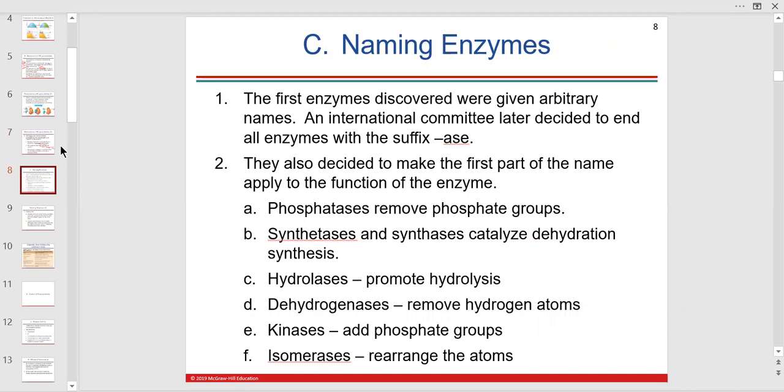If you haven't figured out that they like to use the suffix ACE, that's true, not all the time though. Like phosphatase removes phosphate groups. Of course, not just on ATP, there's other phosphate. A lot of phosphorylation happens inside your cell. Synthase, we know, like ATP synthase. Hydrolase, which helps in hydrolysis reactions. Dehydrogenase, I like saying it, dehydrogenase removes hydrogen atoms. Like they try to take the saturated fats out of fat, so they dehydrate them.